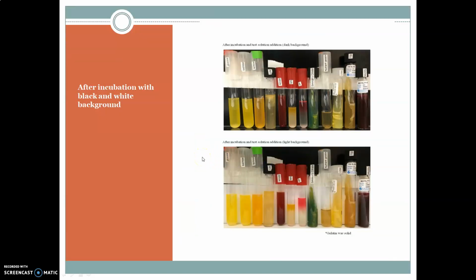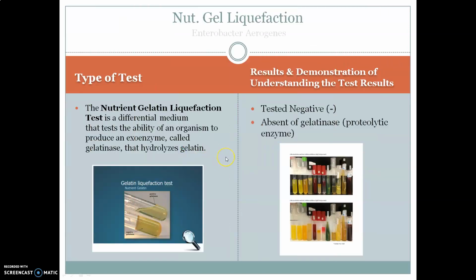This next slide here is just a bigger picture of after incubation, just to give you a better view of the different color results. So the first test I looked at was the nutrient gelatin liquefaction test. This test basically tests the ability of the organism to produce an exoenzyme called gelatinase that hydrolyzes gelatin. If it tests positive, it will be liquefied. If it tests negative, it will be solid. My unknown actually tested negative.